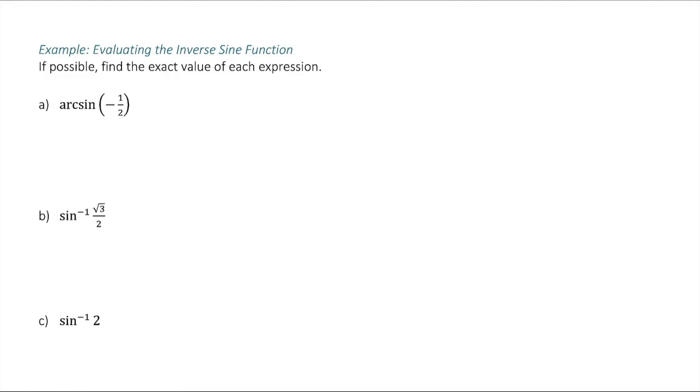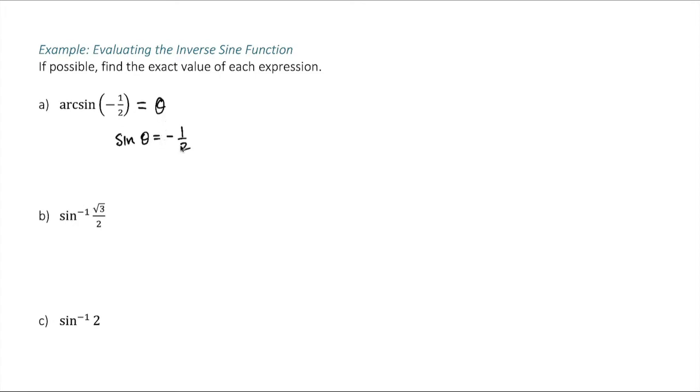If possible, find the exact value of each expression. Here we have the arc sine of -1/2. So in other words, we're looking for an angle whose sine is -1/2. In other words, this is equal to some angle, I'm going to call it theta, where the sine of the angle theta is equal to -1/2. And we have this restriction that we know that the range of the inverse sine function is -π/2 to +π/2.